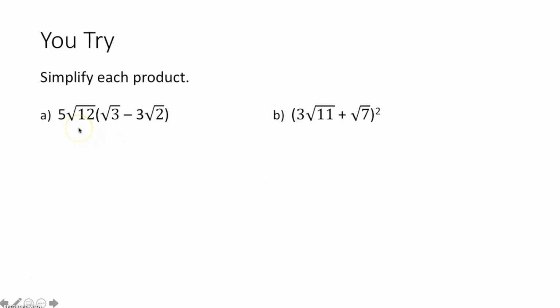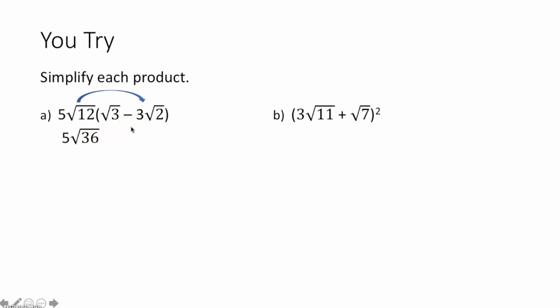Okay, doing the same thing here. So we need to distribute this 5 rad 12 to the rad 3 and to the negative 3 rad 2. The 5 rad 12 times rad 3, you multiply what's under the radical together. So 12 times 3 gives you 36. So that's going to stay under the radical. The 5 stays out front, so it becomes 5 rad 36.